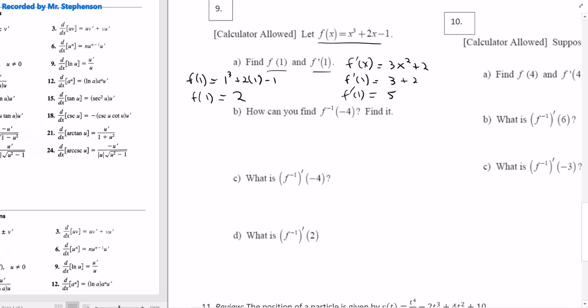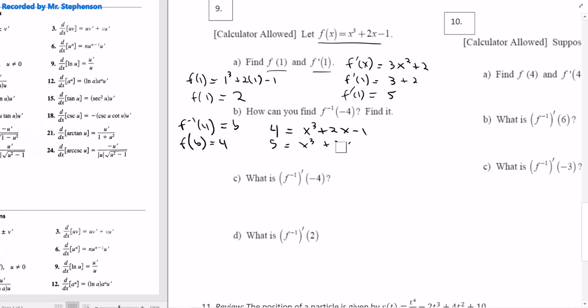Right, so there's 2. How can you find f inverse of 4? If f inverse of 4 equals b, that means that f of b will equal 4, right? I plug something into my original function and I get 4. What that's saying is the 4 is the f of x piece, and I'm trying to find what x value do I need to plug in to get that, right? And you can just solve this, right? I can add 1 to both sides. I get 5 equals x cubed plus 2x.